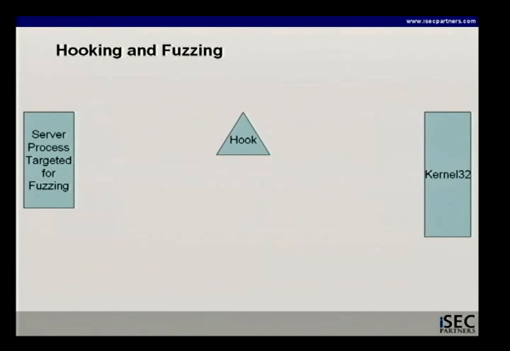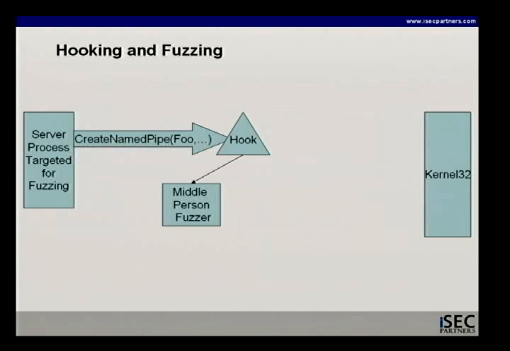Well, when we've got this hooked, the flow changes a little bit. The server calls kernel32 and says, I'd like to create a named pipe named foo, and the hook receives the call instead of kernel32. And the hook says, well, I'm going to just launch this middle person script. So it does a shell exec on a Python interpreter in our example here. And now we can write our actual fuzzer in Python, which is a lot easier than writing a fuzzer in C++. It's just an easier language to do string manipulation or fuzzing.